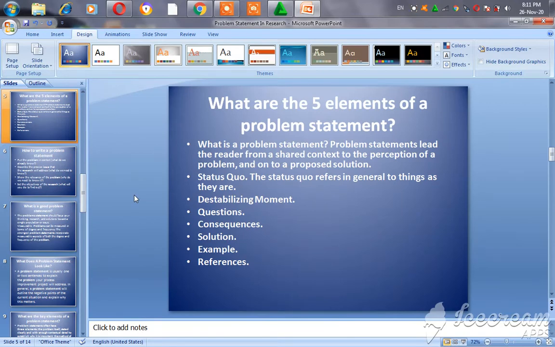What are the 5 elements of the problem statement? A problem statement leads the reader from a shared context to the conception of a problem and onto the proposed solution. Status quo: the status quo refers to things as they are. Then destabilize the moment, question, consequences, solution, examples, and references.